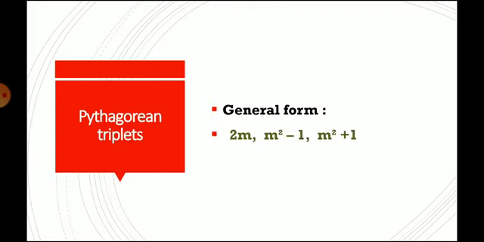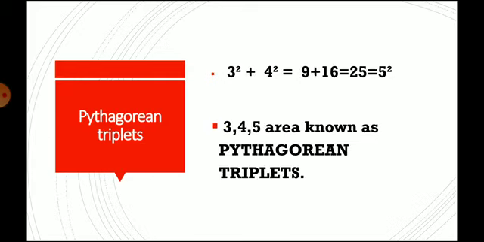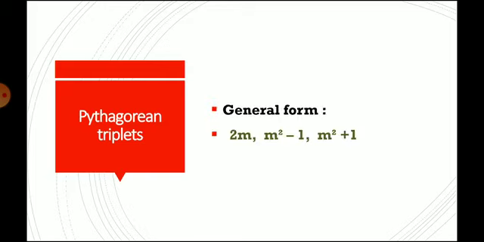Okay, if you can find another example of Pythagorean triplets, you can do it, and you should find at least one. Okay, you can find any one Pythagorean triplet. Then this is called the general form of Pythagorean triplets: 2m, m square minus 1, then m square plus 1.